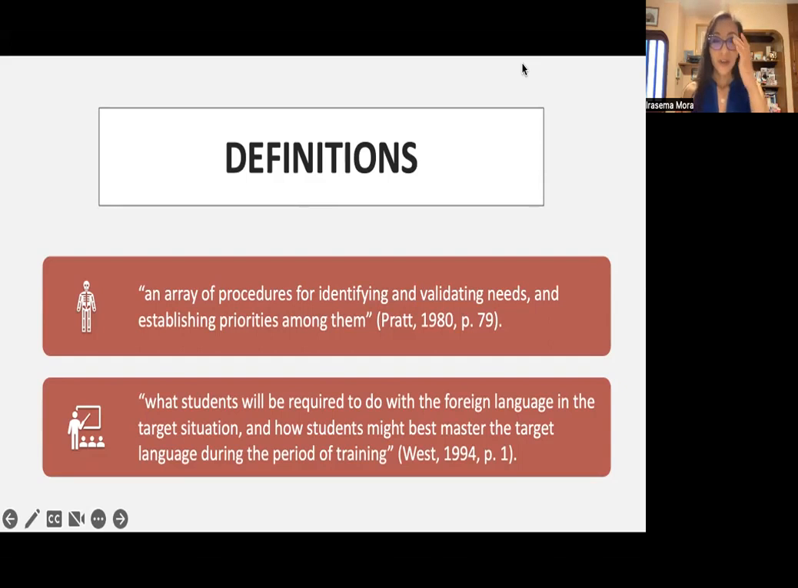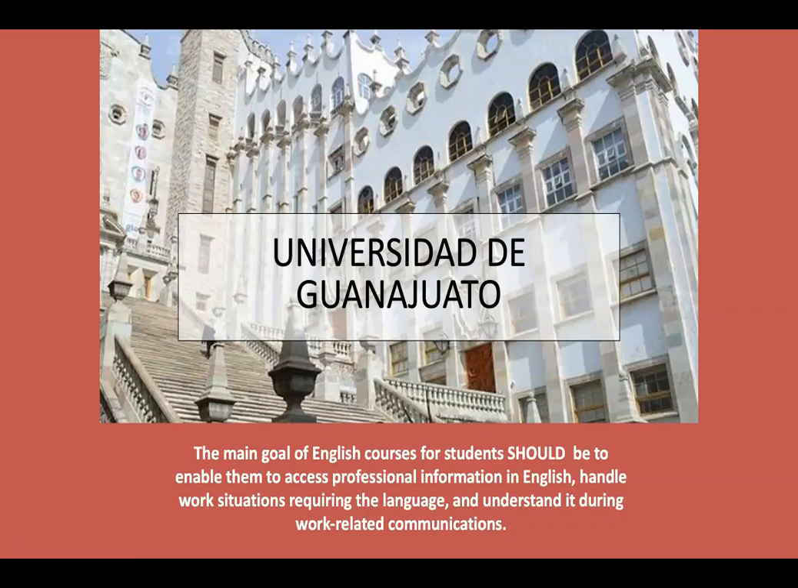Now, we move on to the specifics of our study. Thank you very much, Irasema. And now I am going to present a needs analysis that we conducted at the University of Guanajuato. It is important to mention that this project was funded by the British Council on 2 occasions.